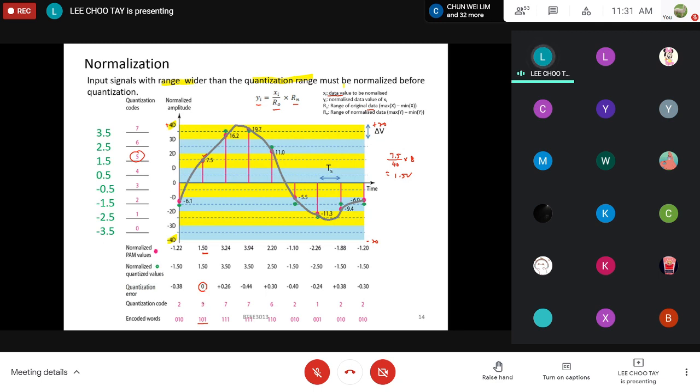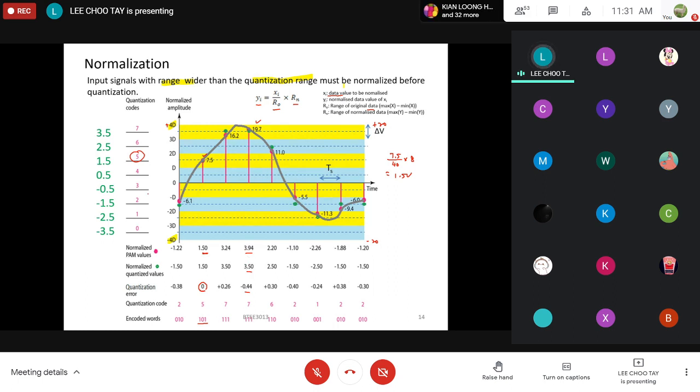Okay, and let's take another example here. Let's say I have a 19.7. My original PAM signal has an amplitude of 19.7, and I then normalize it to 3.94. The nearest quantized value I can use is 3.5. So this will give me a quantization error of -0.44, which is the normalized PAM value minus the quantized value. That means the quantized value is 0.44 more than the actual value.